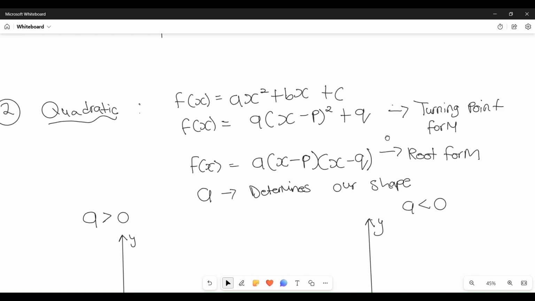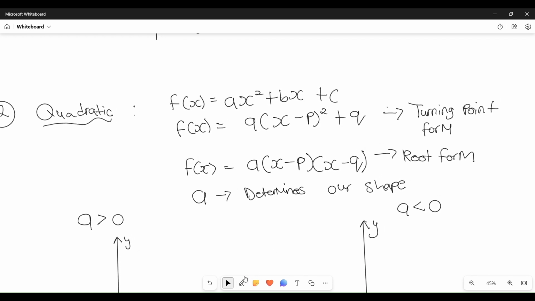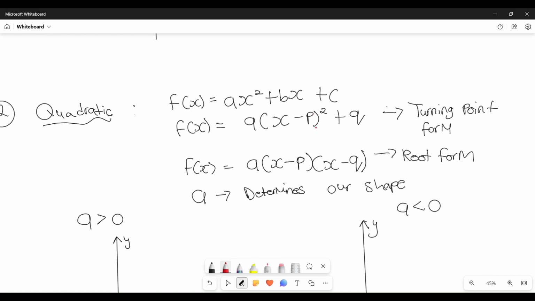So now this form is what we call a turning point form. If we call it a turning point form, what is our p and what is our q? Since a is the one that will determine the shape of our graph, what is p, and also what is q? Now p here will be the x coordinate of our turning point. Then q will be the y coordinate of the turning point. So that's why it is called a quadratic equation in turning point form.